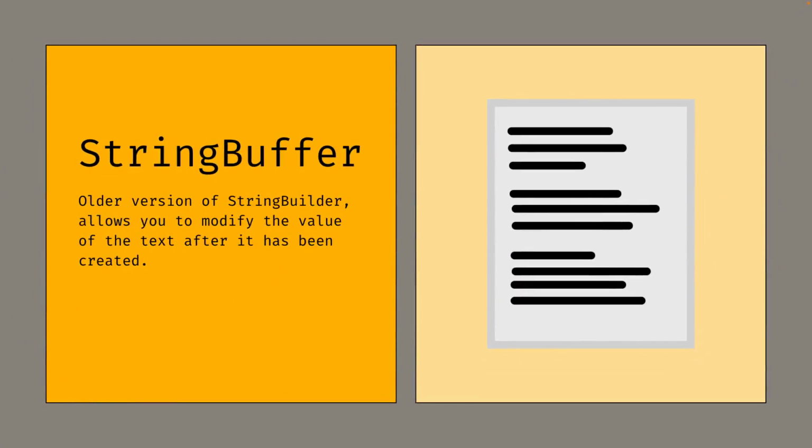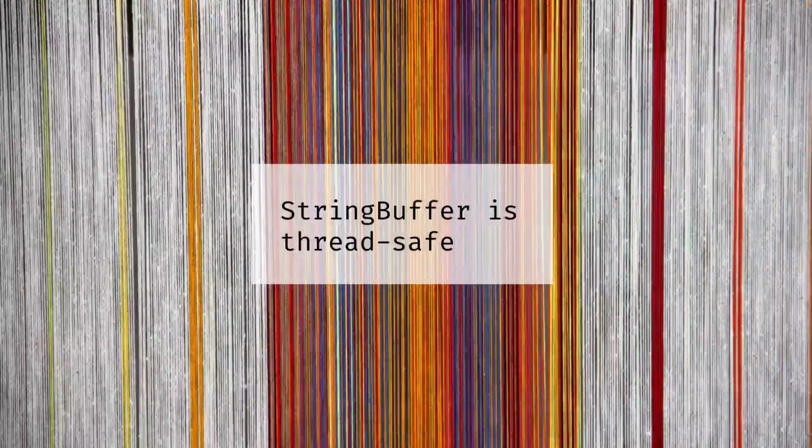StringBuffer is another class in Java that is used to create mutable strings. Like StringBuilder, StringBuffer allows you to modify the value of a string after it's been created with similar methods. One key difference between StringBuffer and StringBuilder is that StringBuffer is thread safe, while StringBuilder is not. This means that multiple threads can safely use a StringBuffer object at the same time without having to worry about synchronization issues.